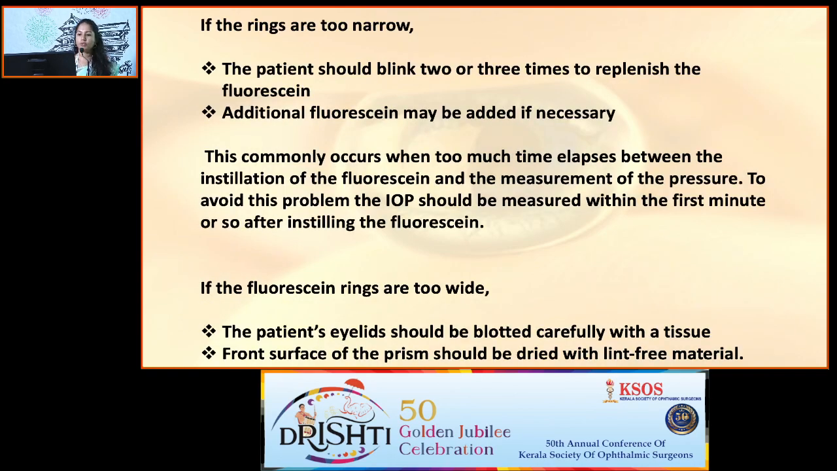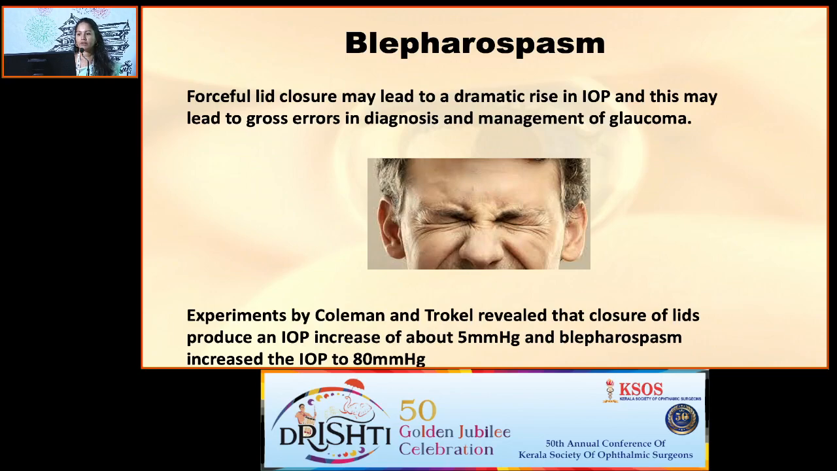So if the rings are too narrow, ask the patient to blink twice, thrice, or you can add additional fluorescein. And take care that the IOP is measured within 1 minute of applying the fluorescein. And if the fluorescein rings are too wide, the patient's eyelids should be blotted carefully with a tissue, and the front surface of the prism should be dried with a lint-free material.